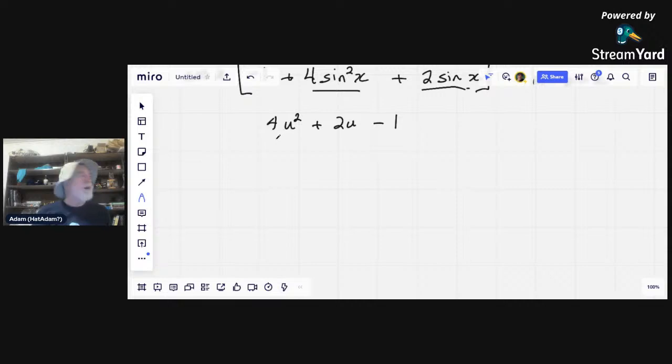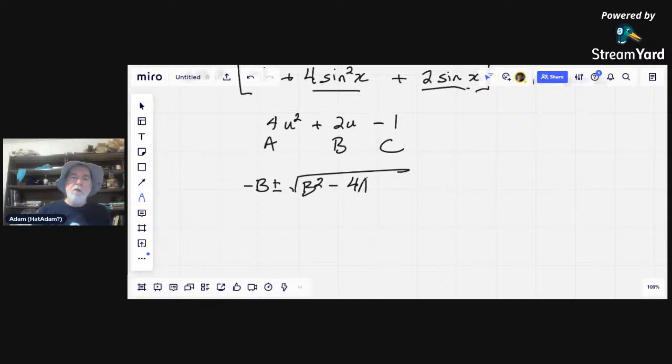Yeah, I use the quadratic formula. What a cop out. Okay, I'm going to do that here too. So here's our A, here's our B, and here's our C. So what do we got? We got negative B plus or minus the square root of b squared minus 4ac, all over 2a. And of course, that's our u.